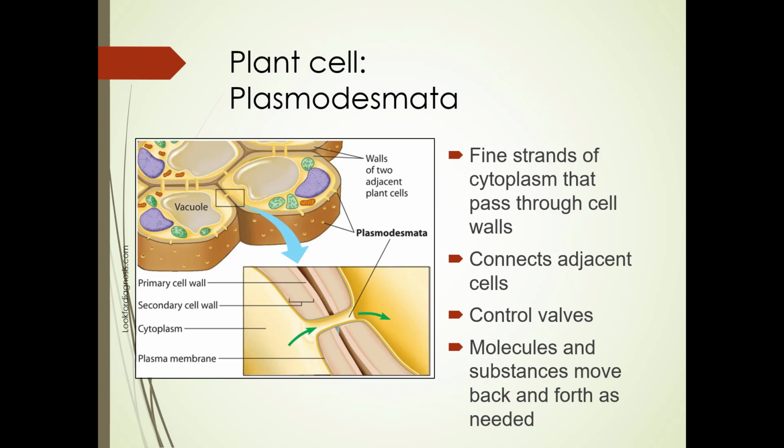Plasmodesmata are fine strands of cytoplasm that pass through cell walls. This connects the adjacent cells. There's control valves involved, and molecules and substances will move back and forth as needed.